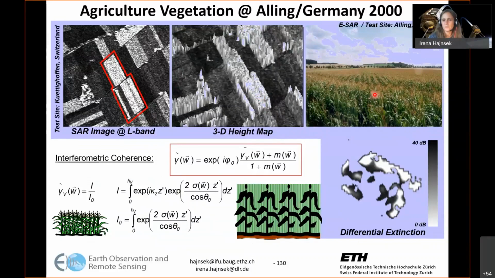What you can also do, I was talking about extinction, the propagation of the wave in the medium. You can also look for the extinction, because the extinction is very particular: it depends very strongly on the plant water content, and therefore also on the vitality of the plant. So extinction could tell you something about the plant water content of the crop.